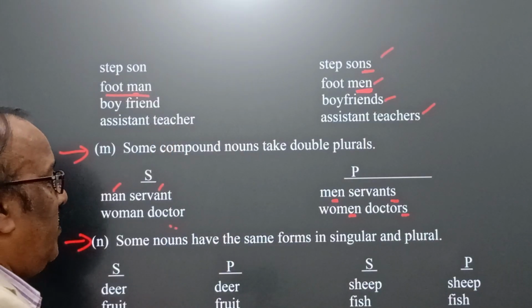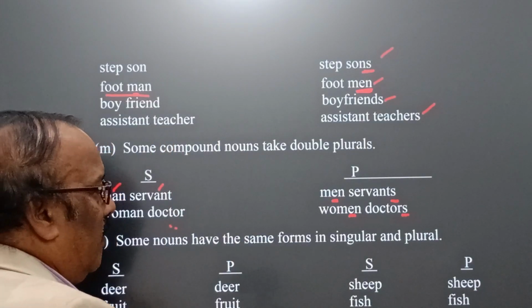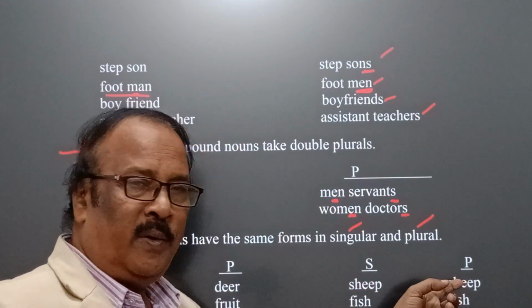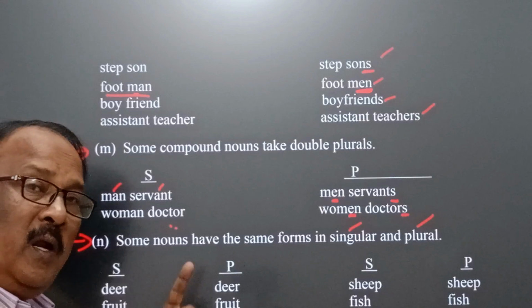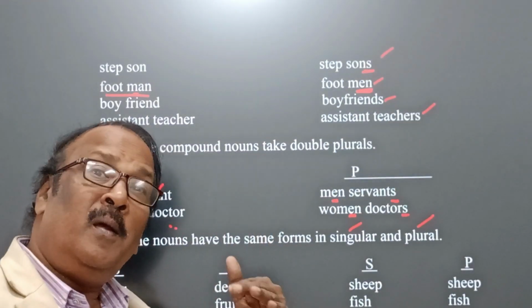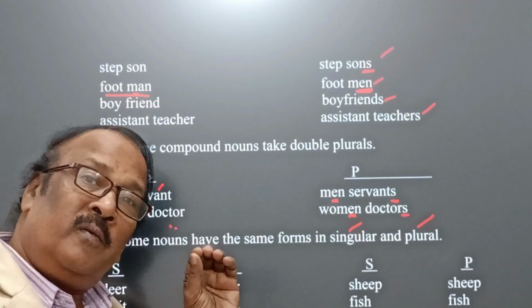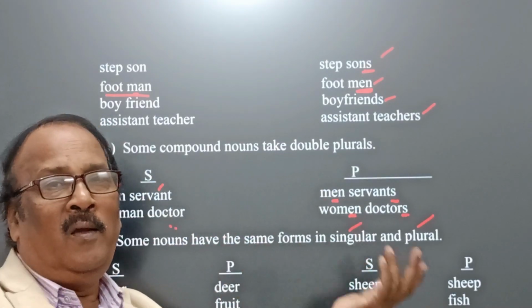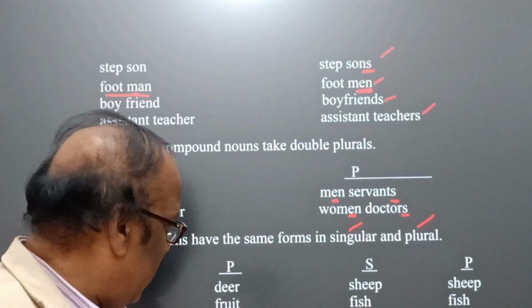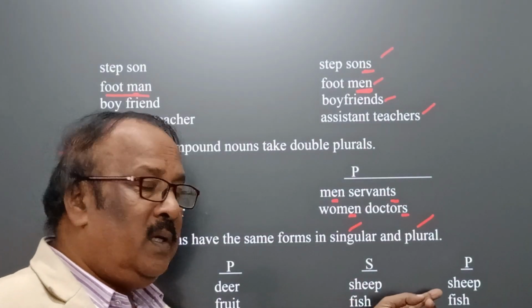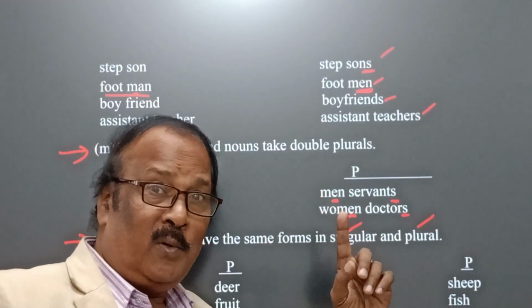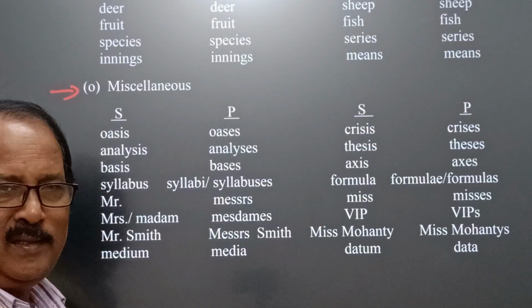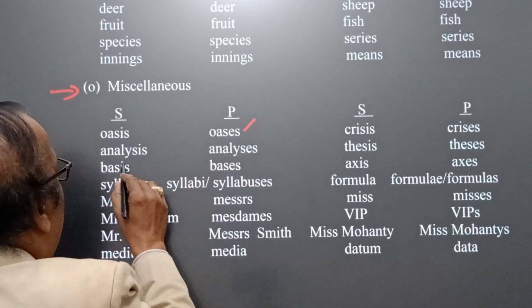Some nouns have the same forms in singular and plural. How? Deer, deer. Sheep, sheep. Similarly, fruit. One type of fruit, then the plural is fruit. But whenever fruits are of different types, then we use fruits. Similarly, fish. Here, one single type of fish, then fish. In miscellaneous cases, wages, then wages.